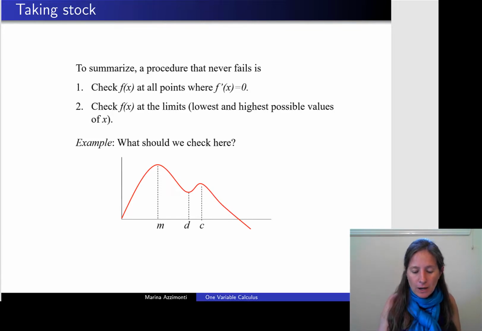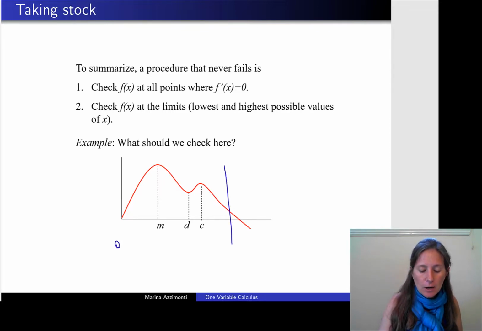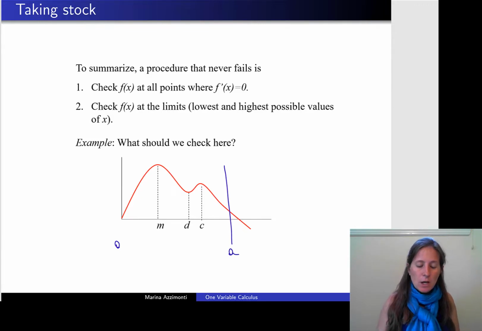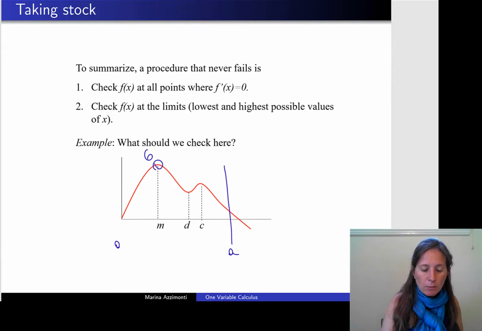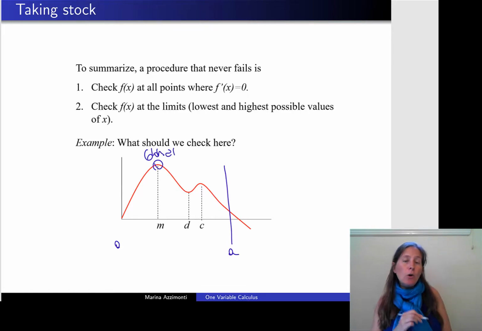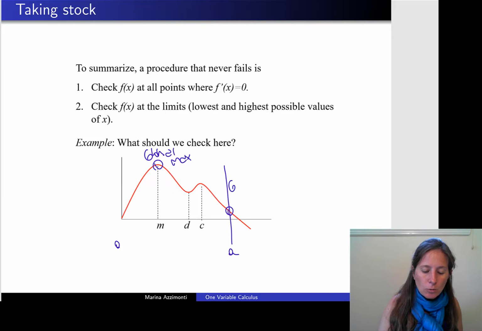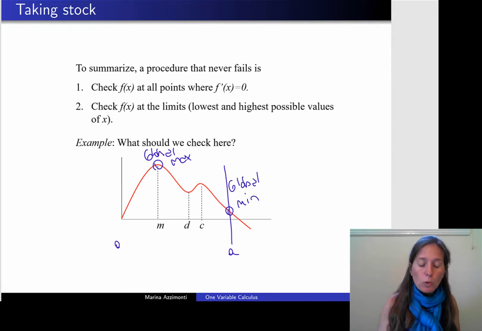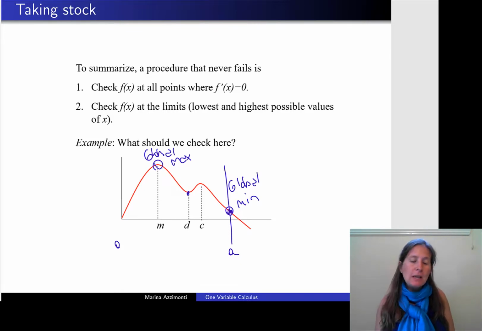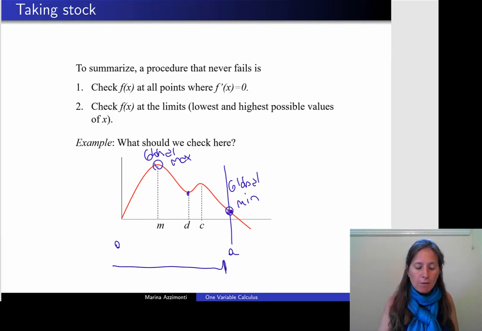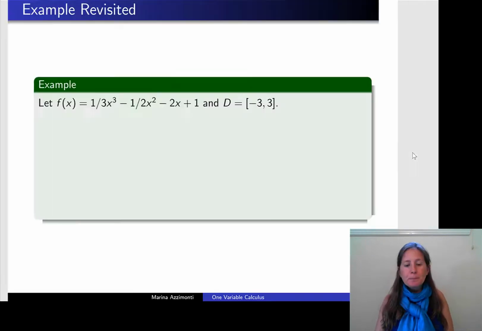So for example, let's say we have the red line and we define it between 0 and A. So then clearly M is going to be our global max. This is an interior local maximum, which is also the global max. And A is going to be our global min. Why? Because when we evaluate the function at D, and compare it to evaluating the function at A, the value at A is going to be smaller. So this is our global maximum. Again, what we need is that the function is defined over a closed set.